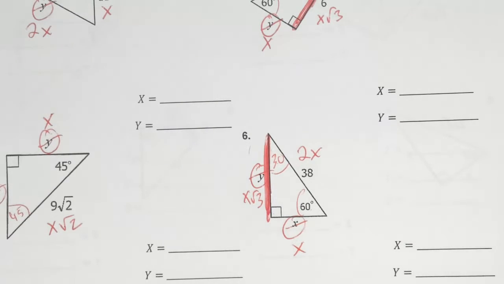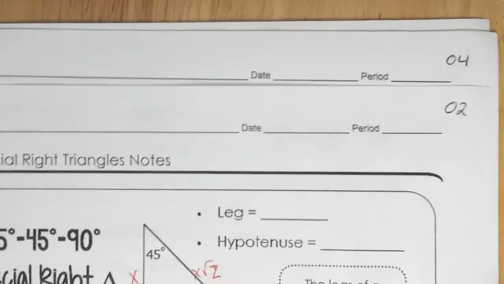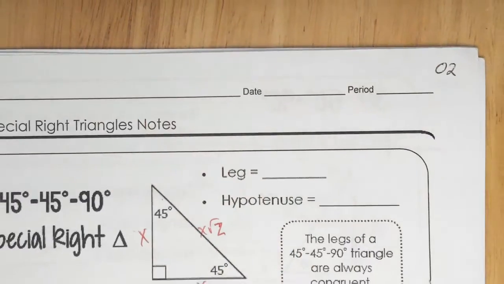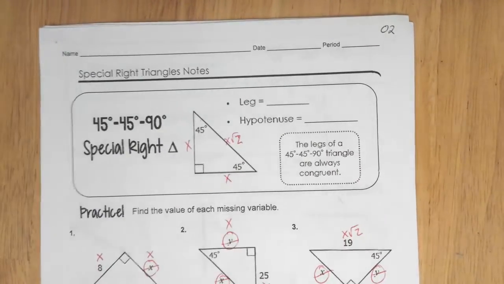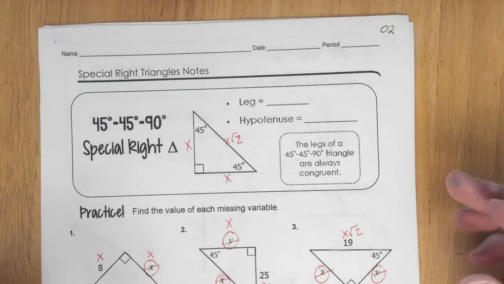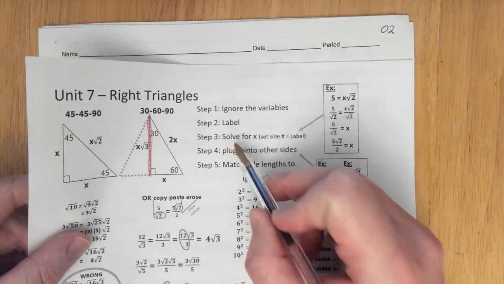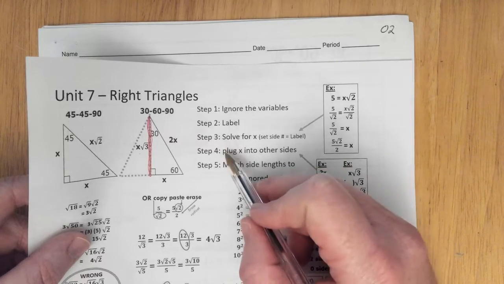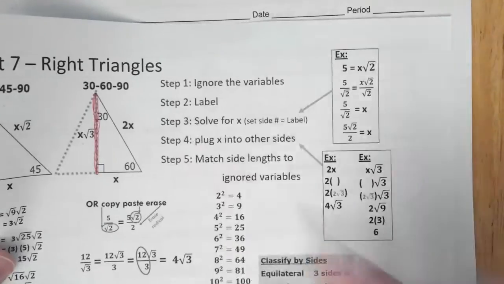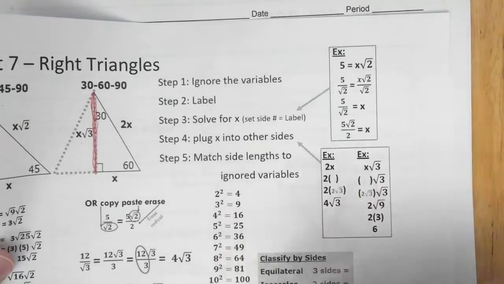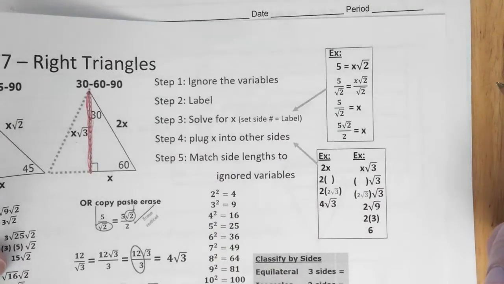Now that we had a recap of this, let's go back to page 2. So everyone's going back to page 2. Now that we have a good idea of step 1 and 2, step 1 was ignore your variables and step 2 was label. We're going to go to steps 3, 4, and 5. Step 3 is we're going to solve for x.